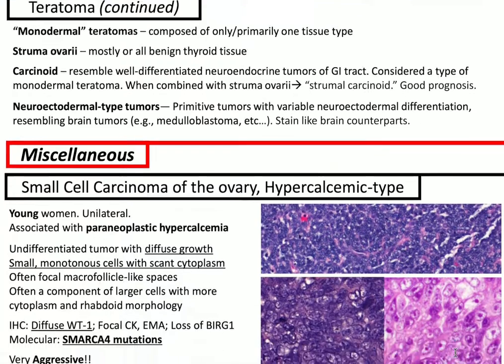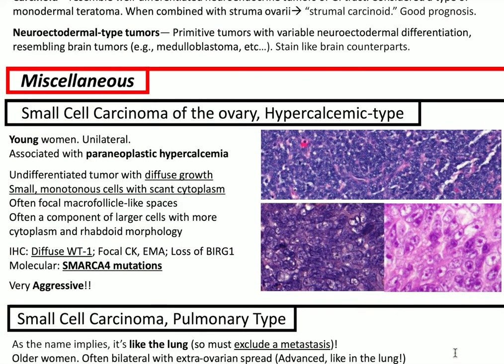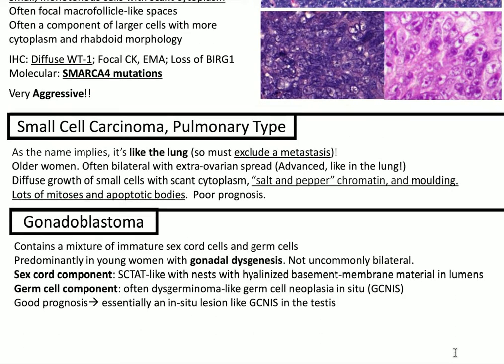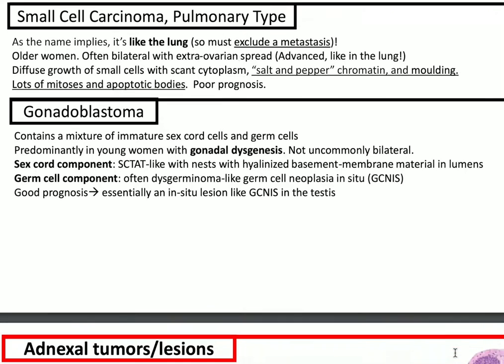And then small cell carcinoma of the ovary, hypercalcemic type. Diffuse WT1, SMARCA4 mutation, very aggressive, associated with paraneoplastic hypercalcemia. Small cell carcinoma, pulmonary type, it's like the lung. Older woman, often bilateral with extraovarian spread, has salt and pepper chromatin and molding, lots of mitoses and apoptotic bodies, poor prognosis.